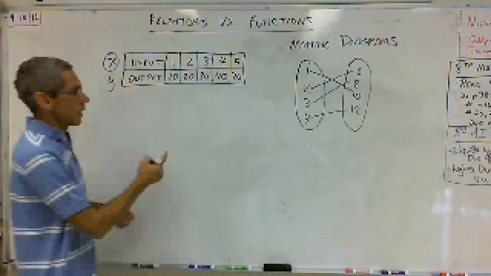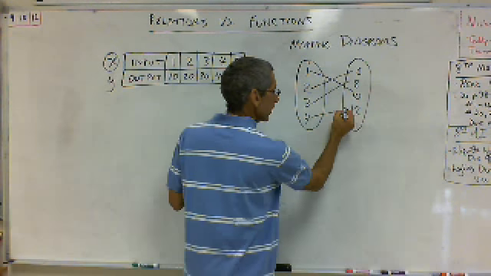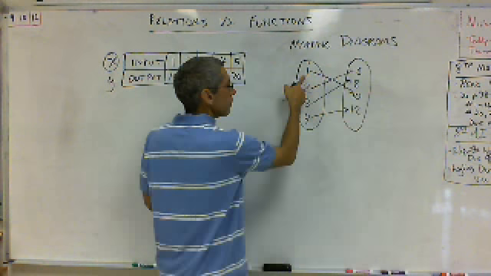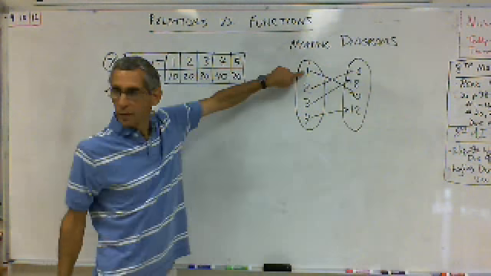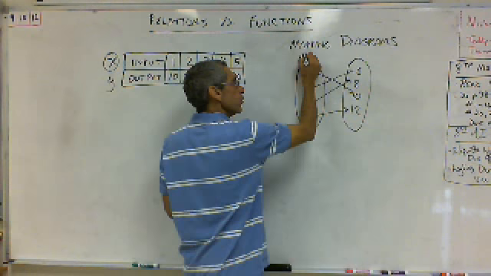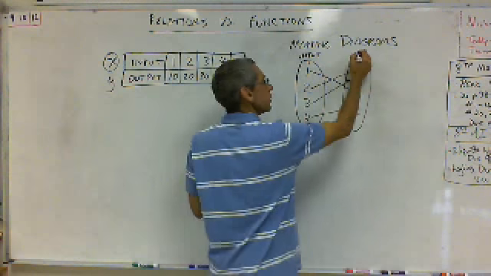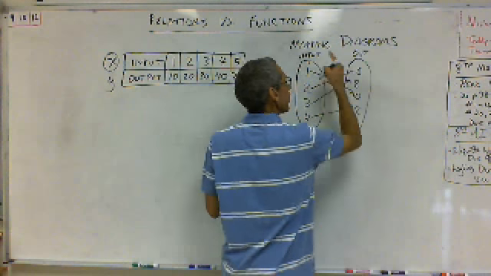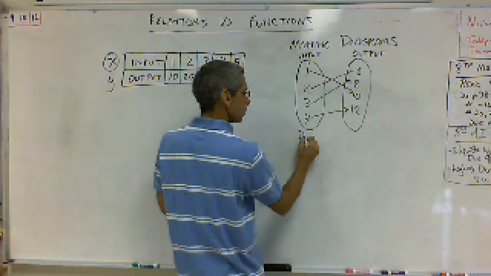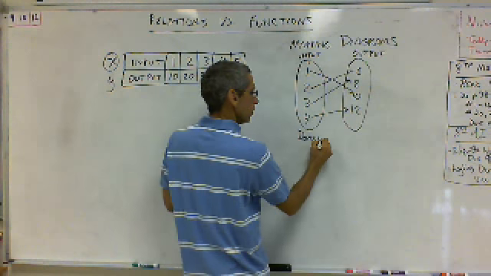Right? So in essence, what that's saying is when x is 1, this is, remember, x is always on the left. So this is my input, my x, and this is my output, my y, my domain and my range. Right? I'll put that here. Domain, range.